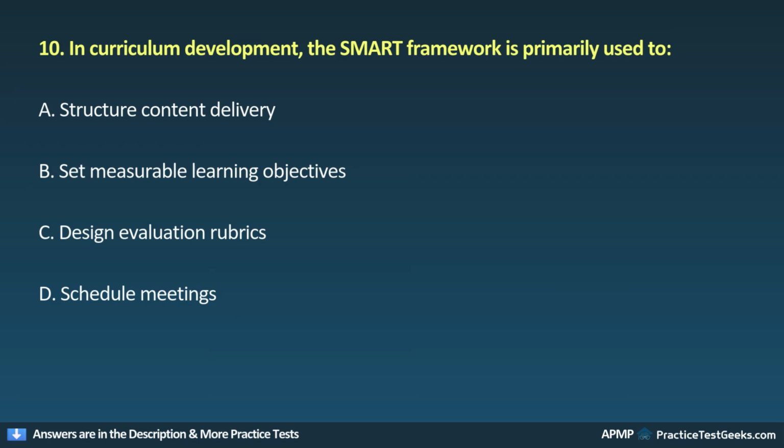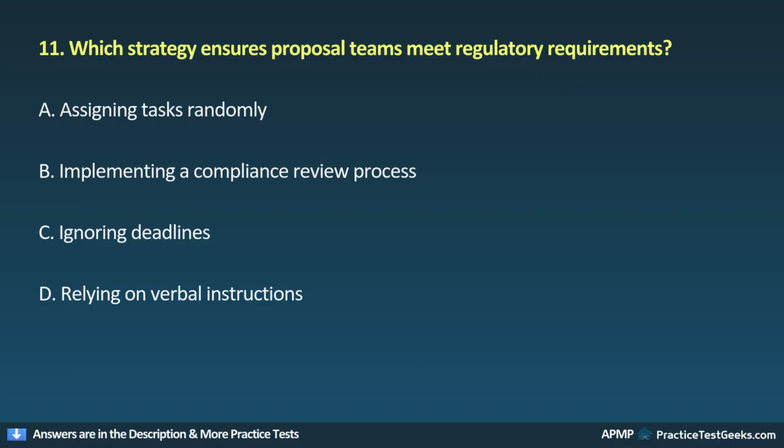C. Design evaluation rubrics. D. Schedule meetings. 11. Which strategy ensures proposal teams meet regulatory requirements? A. Assigning tasks randomly. B. Implementing a compliance review process. C. Ignoring deadlines. D. Relying on verbal instructions.